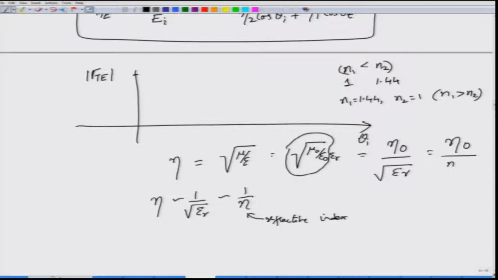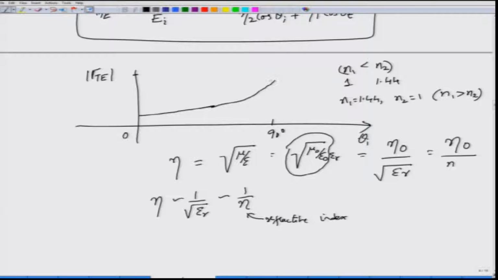Now, consider first the case where N1 is less than N2. So, your wave is happily coming from air and it goes into silica. What will happen here is that the reflection coefficient keeps on increasing slowly from theta I equal to 0, and the maximum angle you can get is 90 degrees, because that is where you get what is called the grazing angle. So, it goes slowly and eventually reaches up to 1.